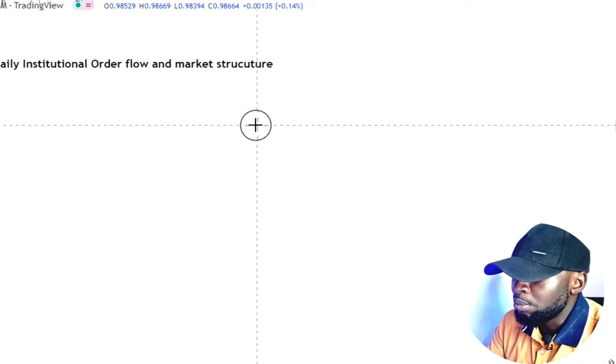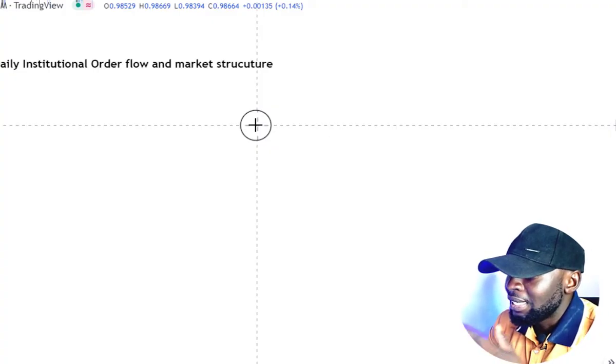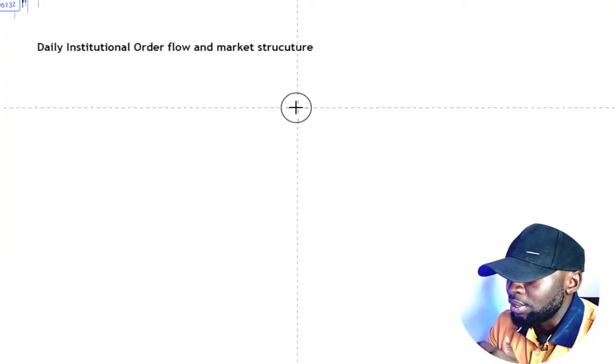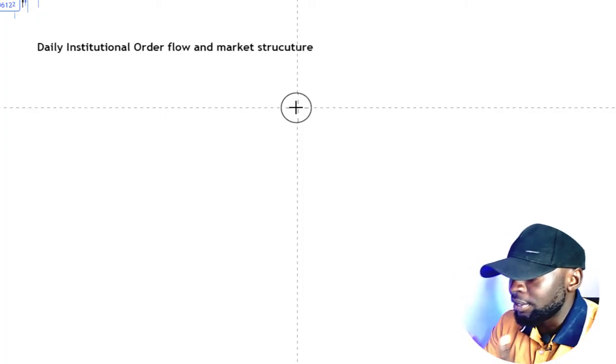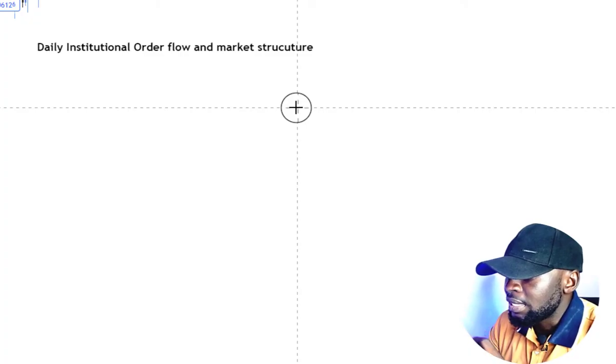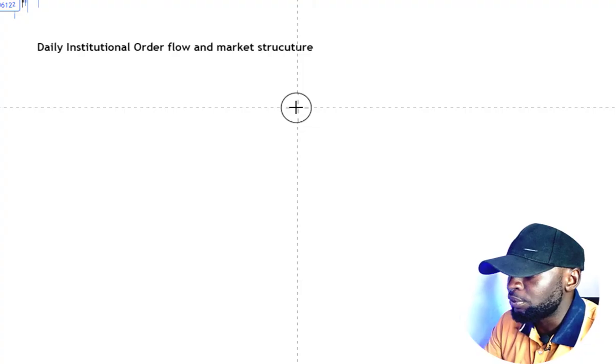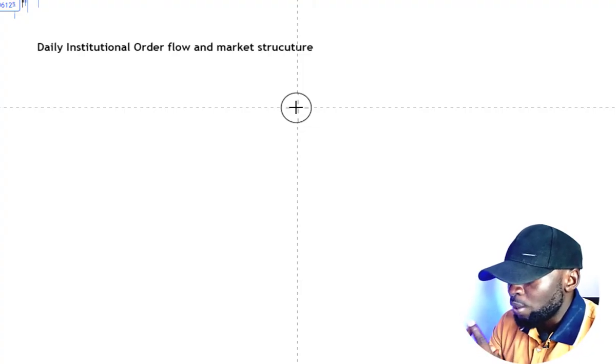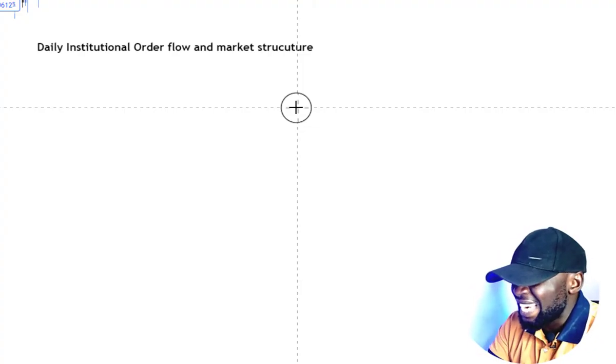In an expansion move, we need to see willingness of the daily candles to take out previous daily highs in a bullish order flow. We need to see willingness of the daily candles to take out previous daily lows in a bearish order flow. And you understand what market structure is. We need to see price showing consistency in the formations of higher highs and higher lows on the daily time frame, okay?